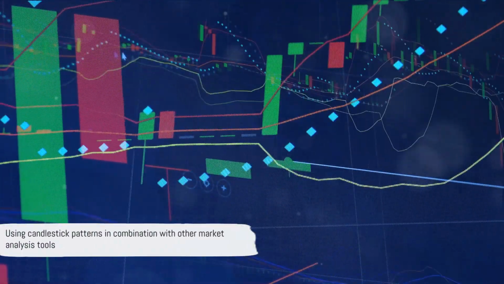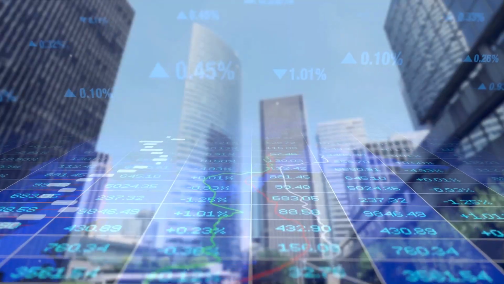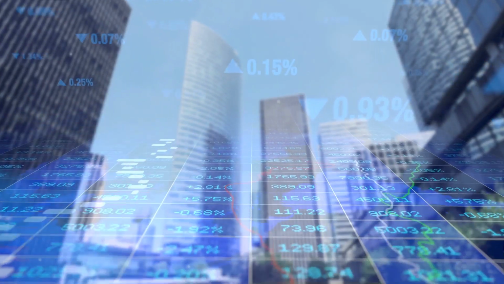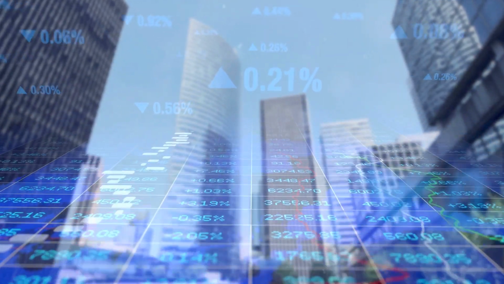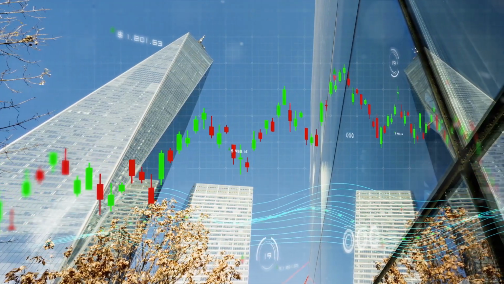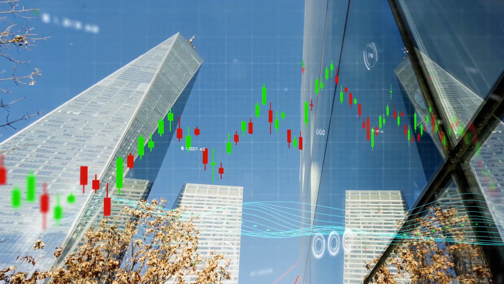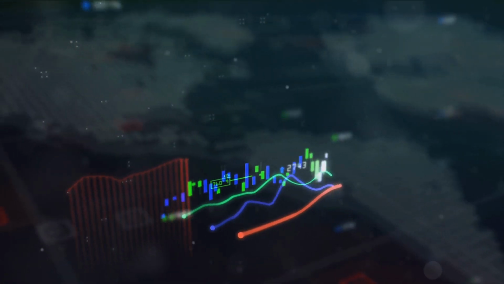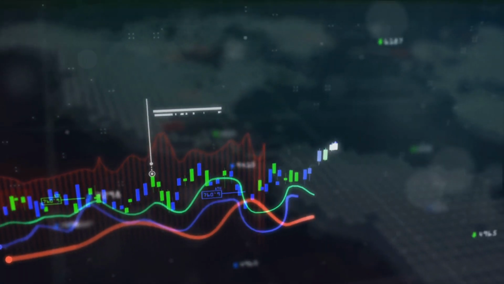They are just one piece of the larger puzzle that is market analysis. Combining them with other technical analysis tools, like trend lines and moving averages, can help you make more informed and potentially profitable investment decisions. The language of candlesticks is a powerful tool to have in your trading arsenal. It's like having a decoding ring for the stock market, offering insights into potential market trends and investor sentiment.